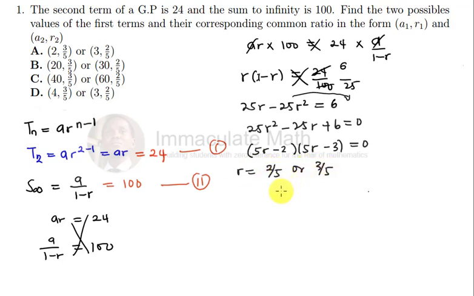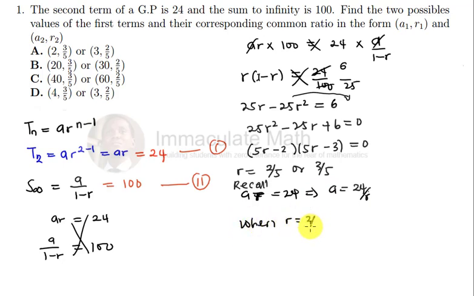Good. So don't forget that our A is what? Our A from your equation 1. Don't forget that your AR is what? 24, right? So that means that what? My A will be 24 divided by what? R.